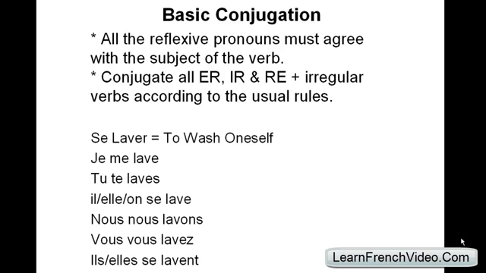Nous nous lavons. So for nous and vous, it's pretty easy because the reflexive pronoun is the same as the subject. So nous nous lavons, we wash ourselves. Vous vous lavez, you wash yourselves. And ils or elles se lavent. So basically they, group of men or group of women only, se lavent. So again you use se like the third person singular.